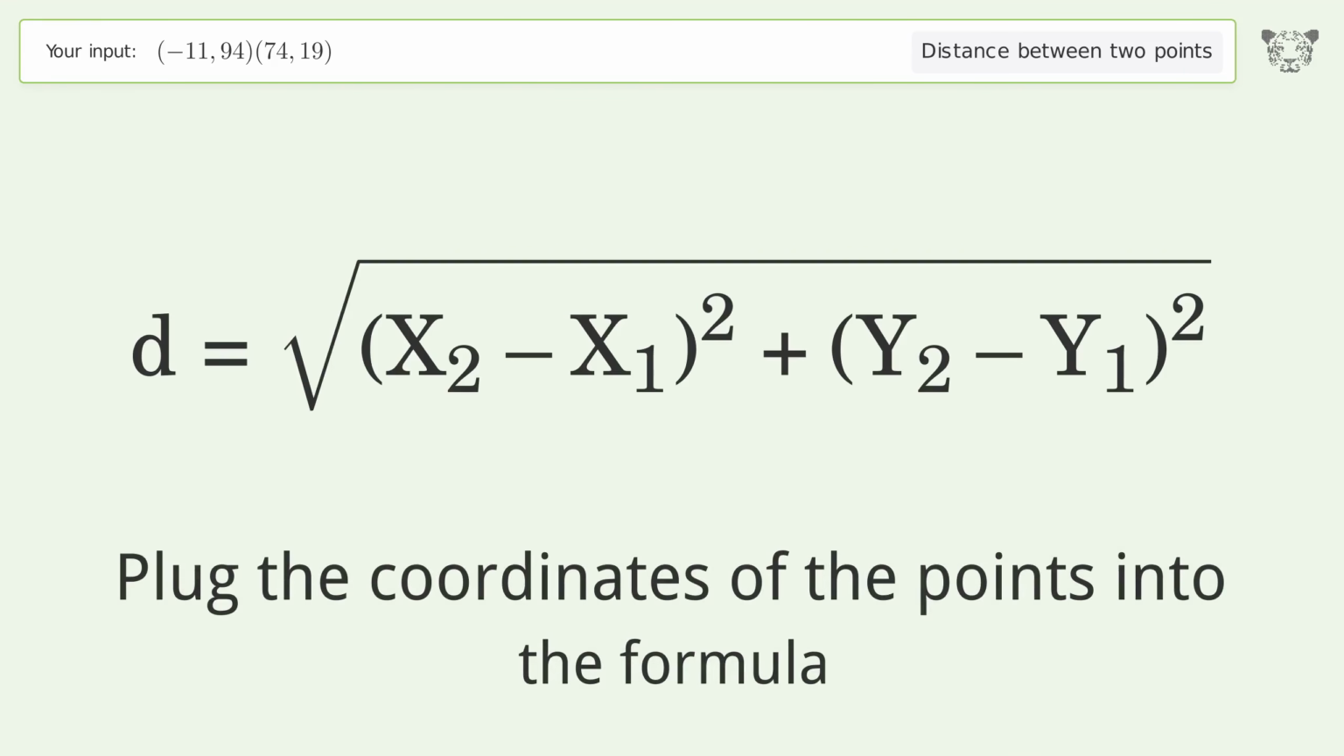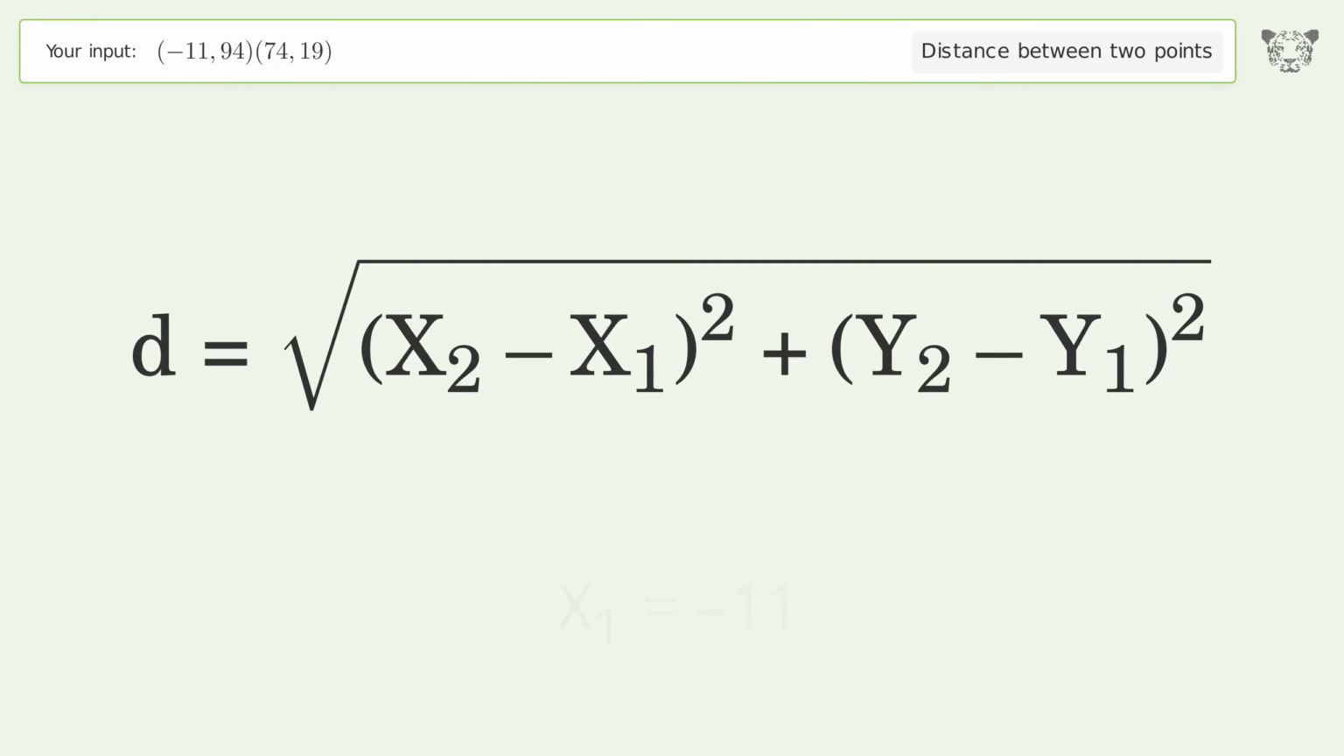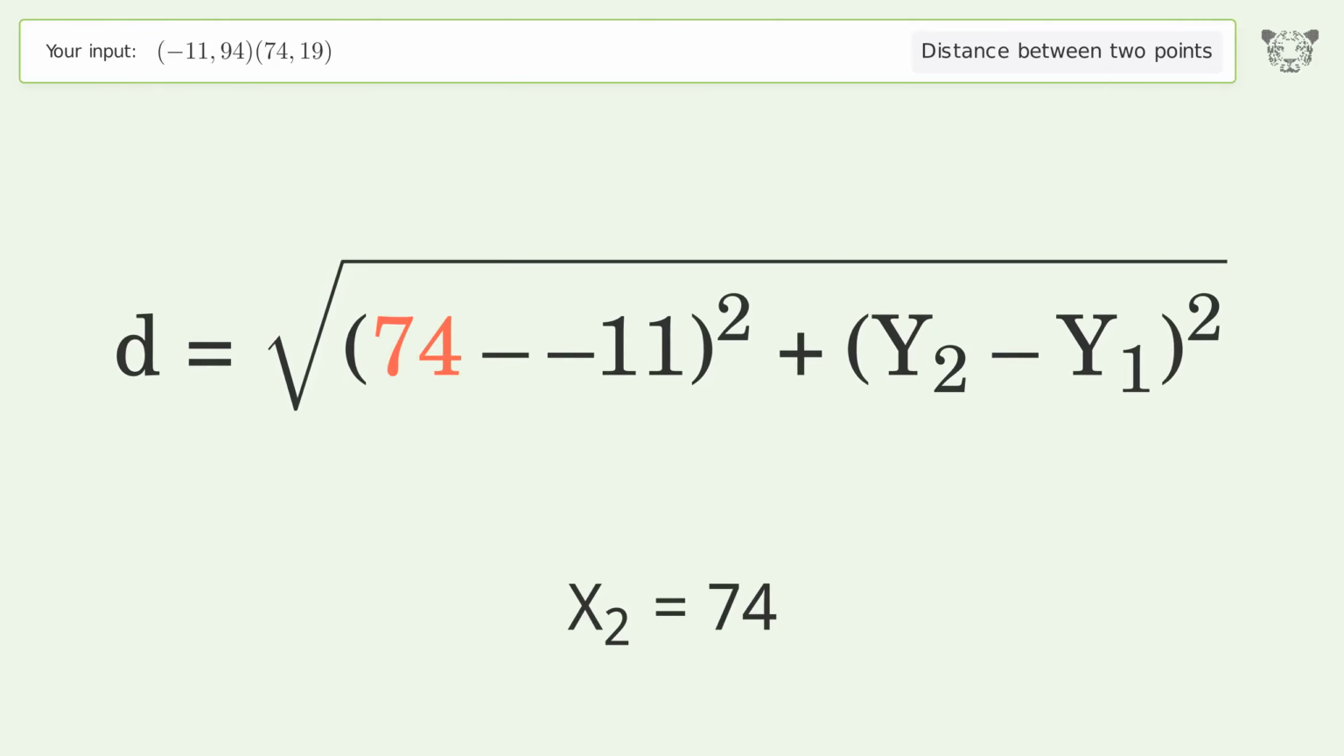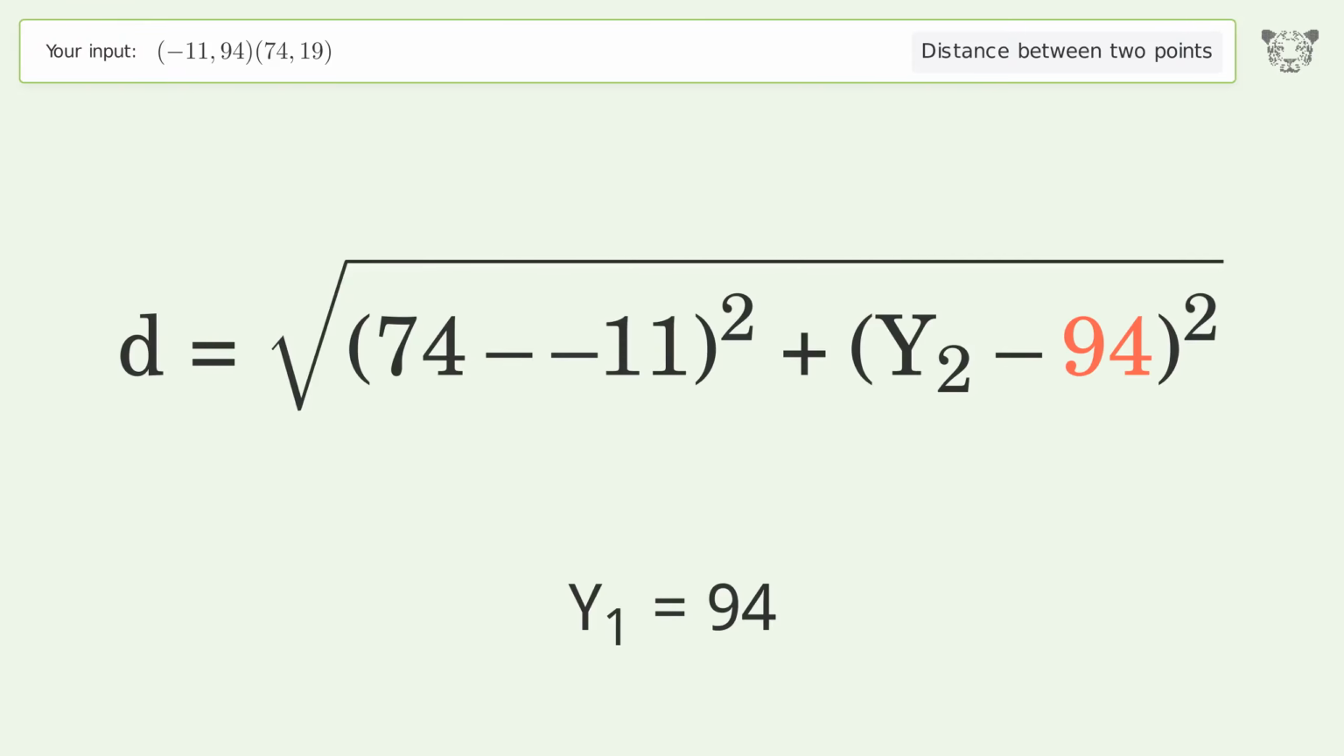Plug the coordinates of the points into the formula. x1 equals -11. x2 equals 74. y1 equals 94. y2 equals 19.